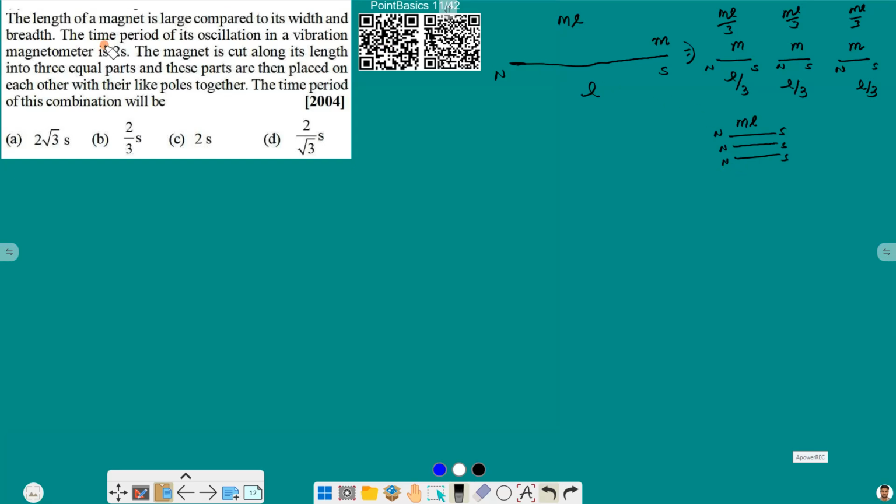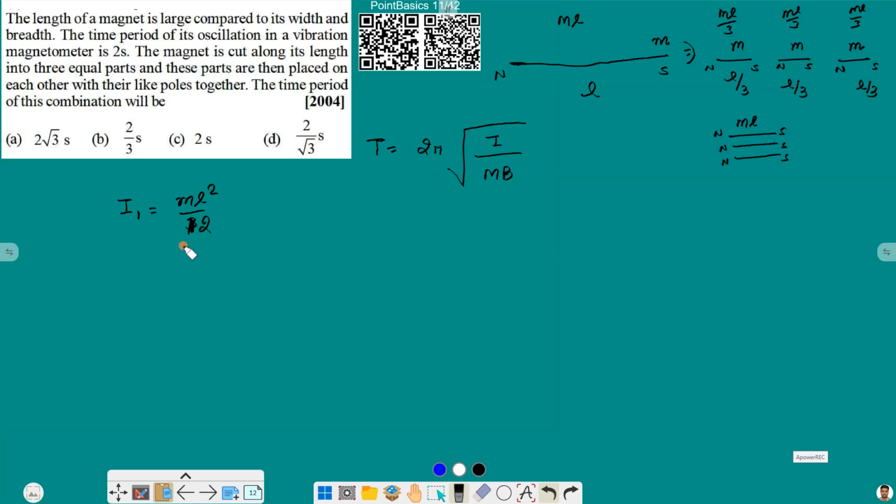But if we write the formula for the period of oscillation in a magnetometer, it is given by T equal to 2 pi under root I, where I is the moment of inertia, divided by m dot B. Now in this case, the moment of inertia I1 is equal to ML square by 3. This is like the moment of inertia, oh sorry, ML square by 12.